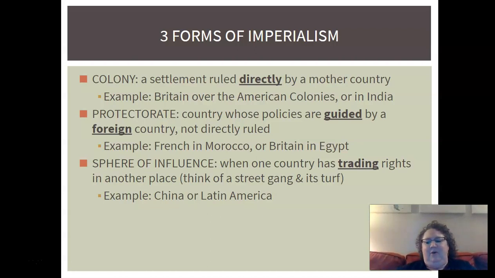And so kind of a way to think about it is like a street gang. It has a turf, like this is the place that they can do business on, their corner. This is only the corner that Britain could do business on.